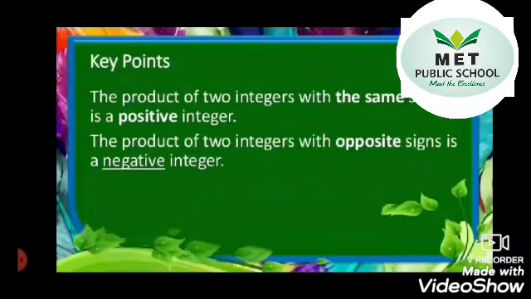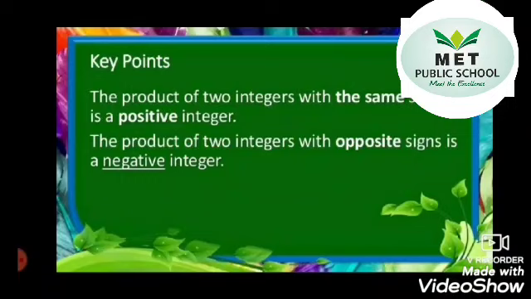You have two rules. The product of two integers with the same sign is a positive integer. If you have two same signs like plus plus, then its answer will also be plus. If you have two negative symbols, minus minus, then your answer is again positive. If the question has the same sign, plus plus or minus minus, then the answer is always a positive integer.